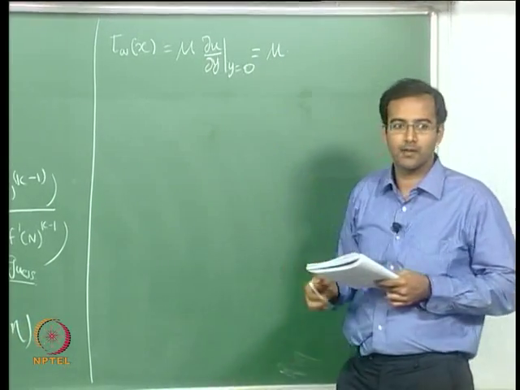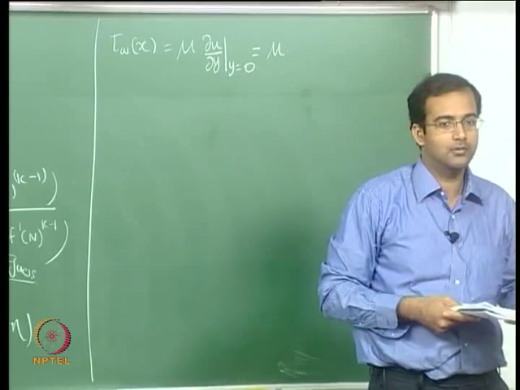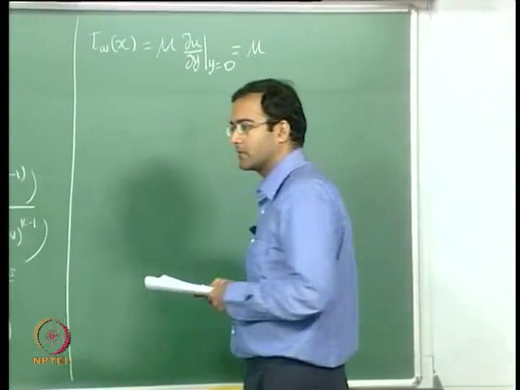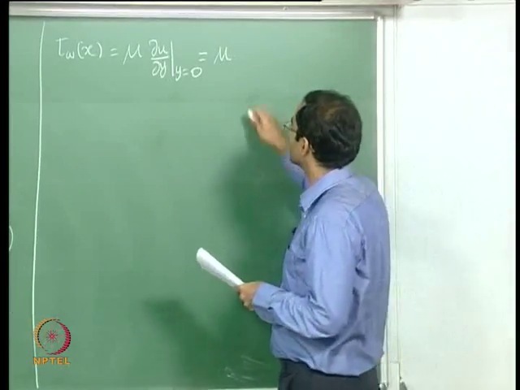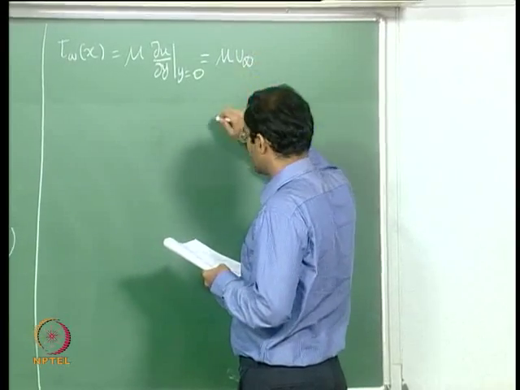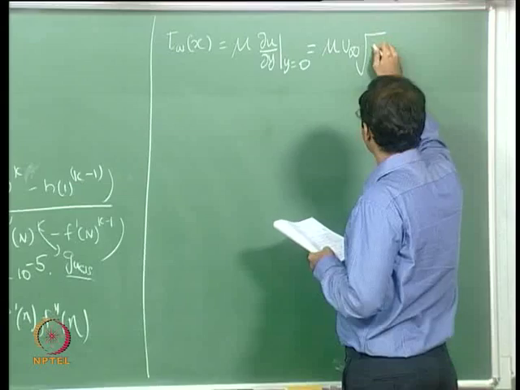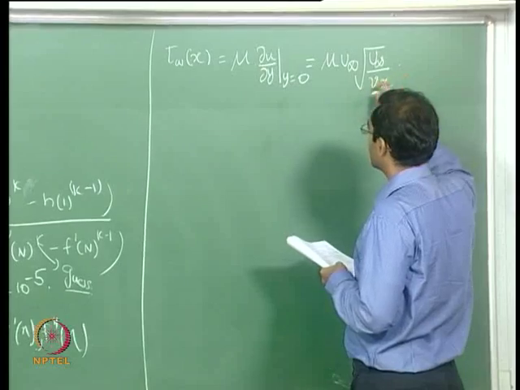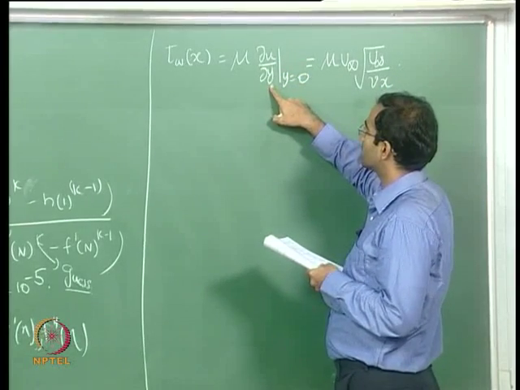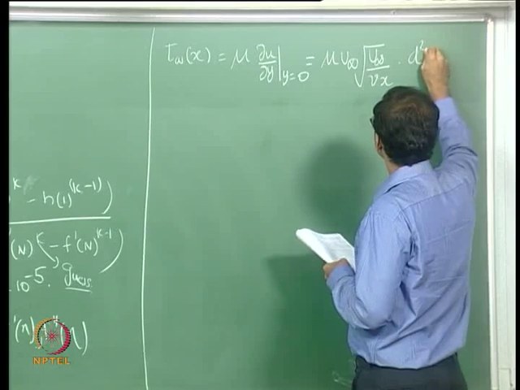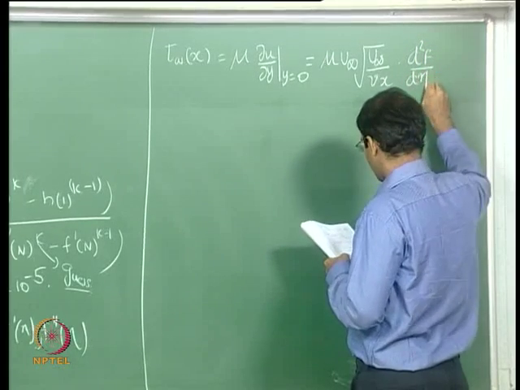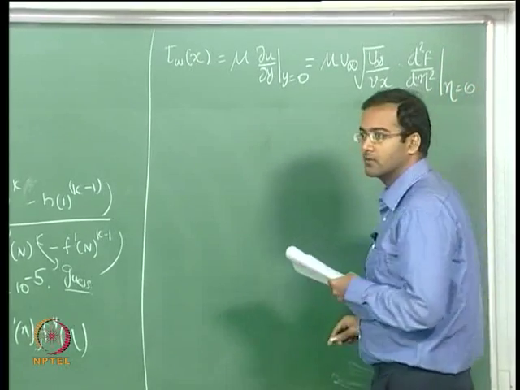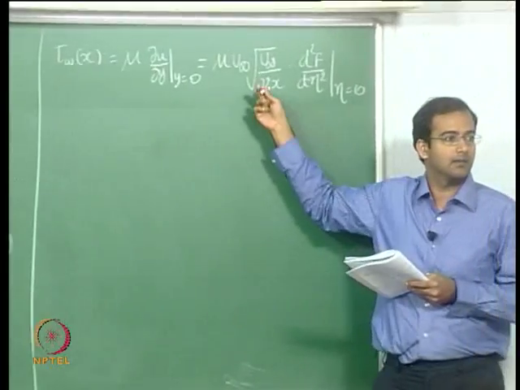I think we have already done this derivation. I don't want to go through the steps, so please look into your earlier class notes and tell me the final expression. u infinity, I think it was square root of u infinity by nu x. And of course you know du by d eta we can write as d square f by d eta square, and this is at eta equal to 0. I hope all of you have this. No, we have derived it.